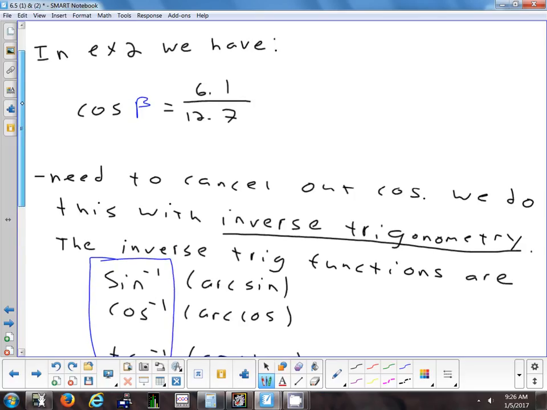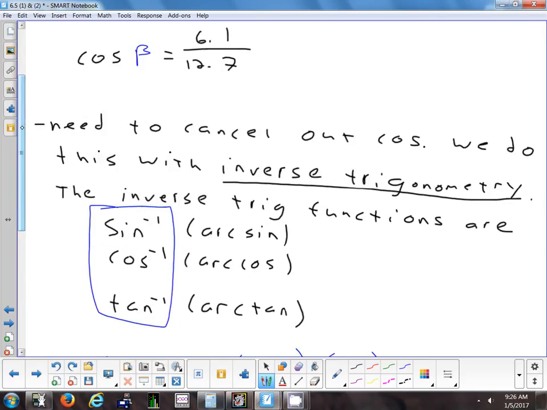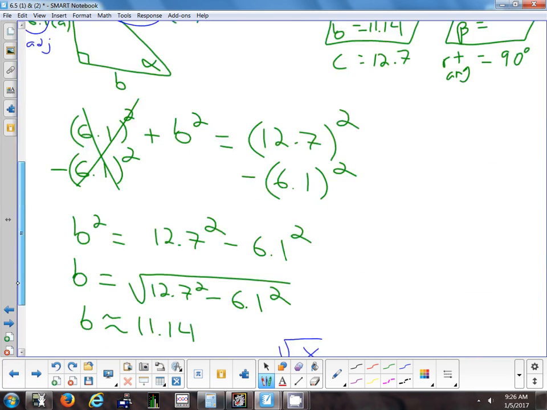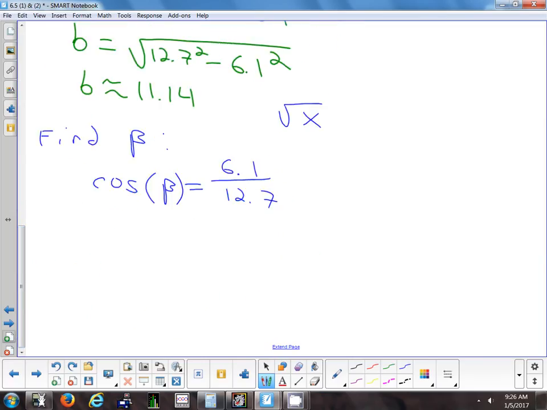All right, so let's go back to our problem and see if we can finish it up. So I've got the cosine function. What function cancels out cosine? Inverse cosine. Now remember, you can't multiply by a function.